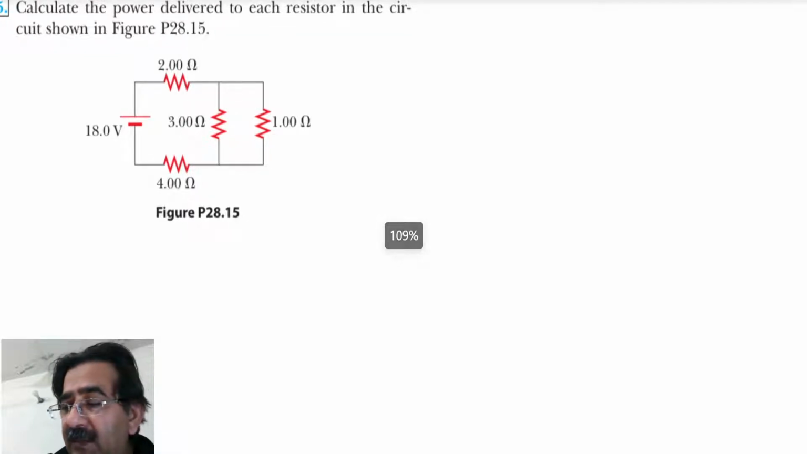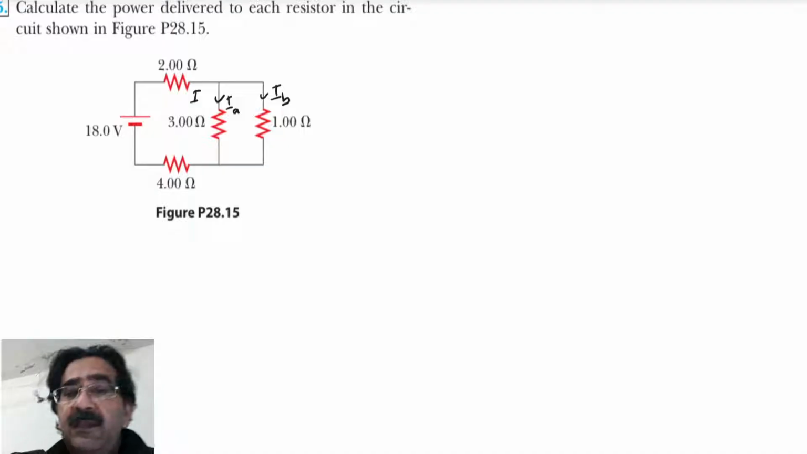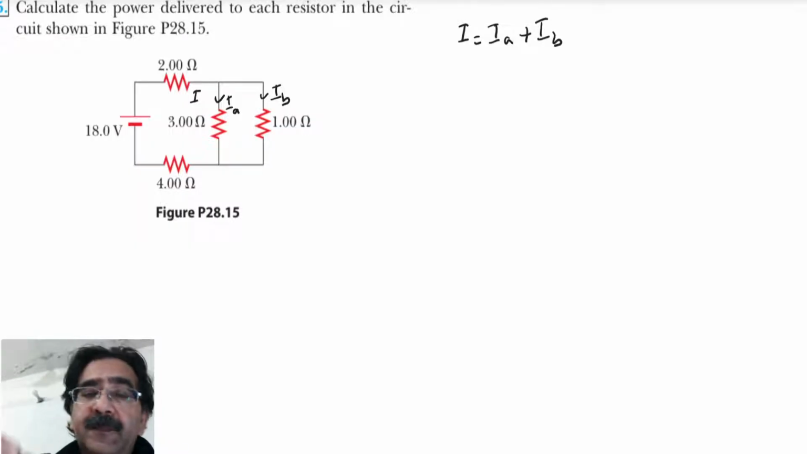So I must say that this current I will be divided into IA and IB. Okay, so now our current I will be equal to IA plus IB. Because these are the parallel resistances, and these are in series.